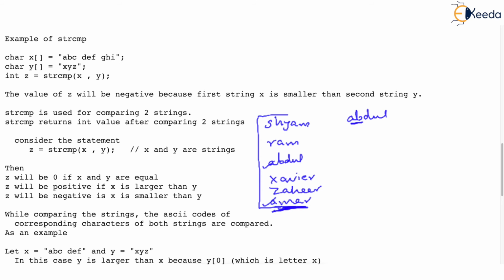Come on, I hope you are understanding. So Amar will be written next. You are claiming that this Amar is a bigger name, or rather bigger string, when compared to Abdul. And that's what happens in strcmp also. After that, obviously, Ram in alphabetical sequence, then Sham, R, S, and then Xavier, and finally Zahir, Z comes last.